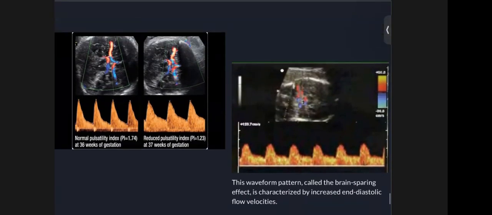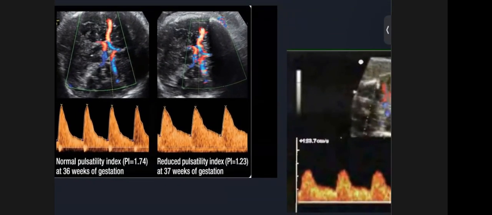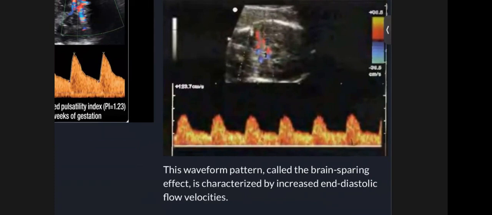It is a normal waveform, PI, at 36 weeks of gestation. You can see in the image next to it, the end diastolic velocity is increased and this reduced PI. PI has become 1.2. This waveform is known as the brain sparing effect, characterized by increased end diastolic flow velocities.